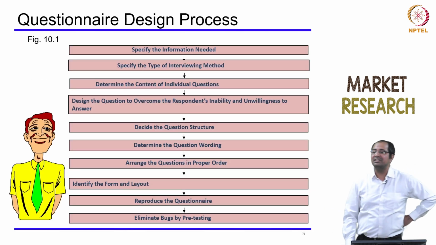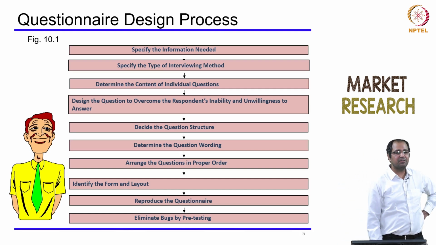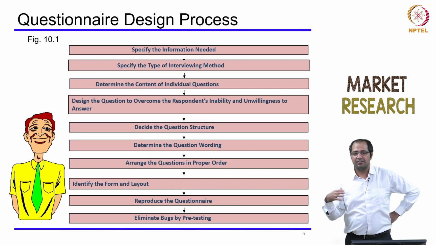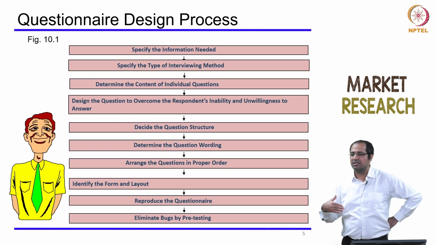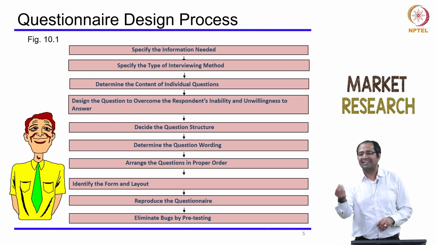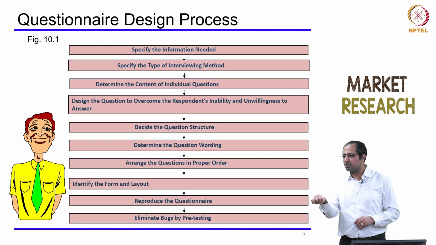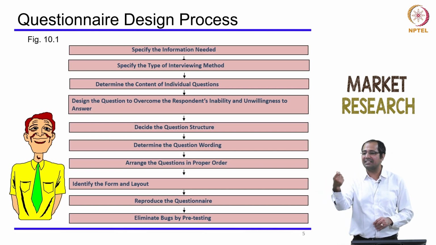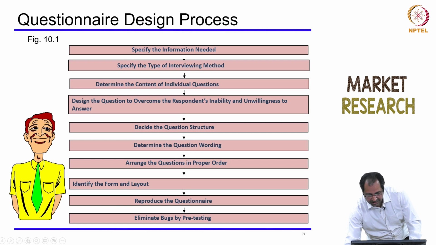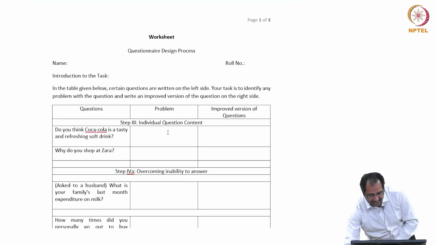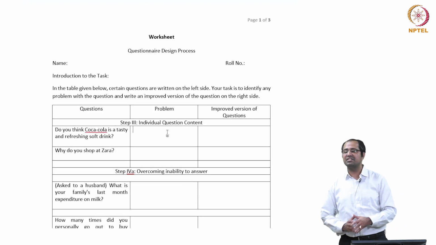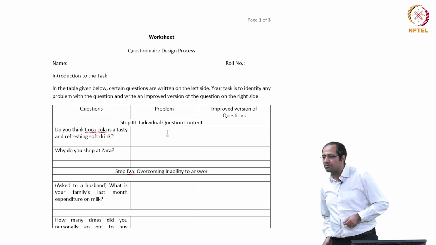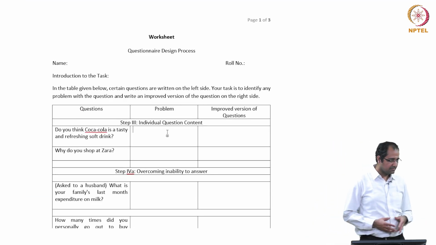The third is determine the content of individual questions. After we know these two steps, step number 3 is the content of individual questions that we are going to put. Now we will determine that, and for doing that, please look at the exercise sheet that you have. You have a worksheet like this, right, where step number 3 is written, and we will identify how to determine the content of individual questions in the survey.